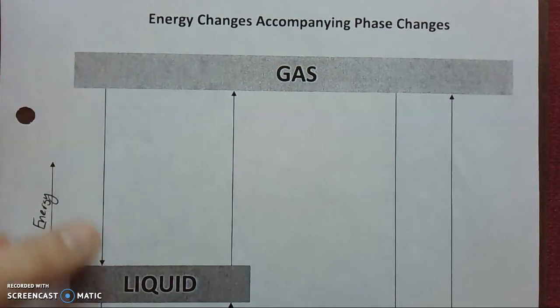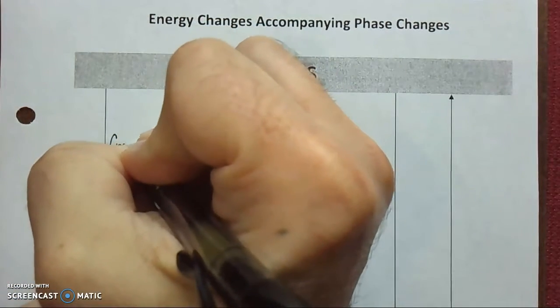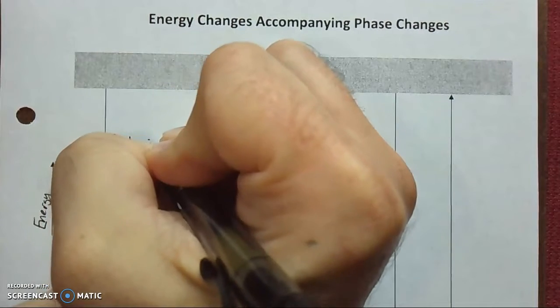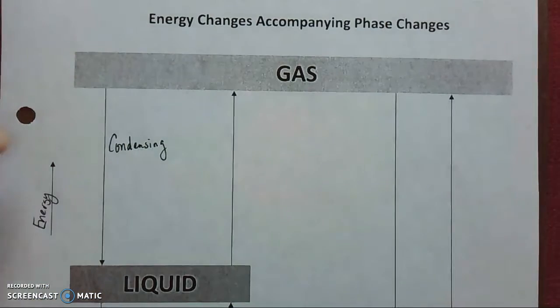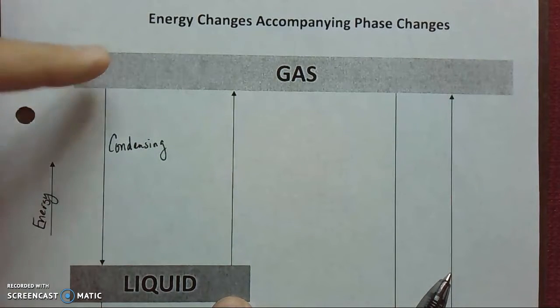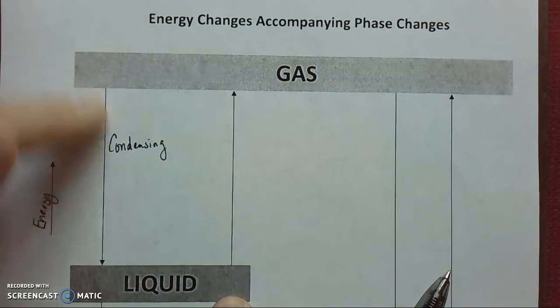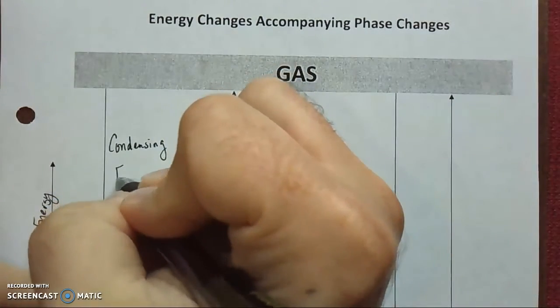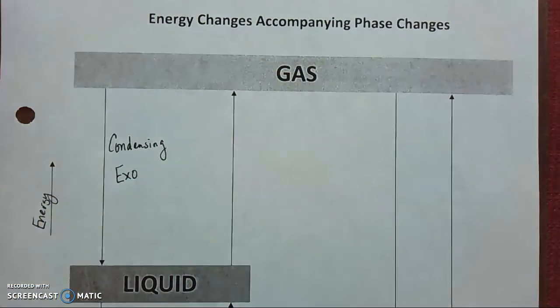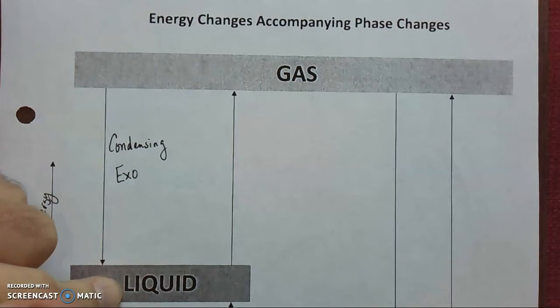So if we're going from a gas to a liquid, that process is called condensing. So condensation or condensing. And because liquids have less energy than is contained with a gas, the energy in going from gas to a liquid is going to be exothermic. So if you remember in Chem 1, exothermic was a release of heat. So heat is given off as a gas goes to a liquid.